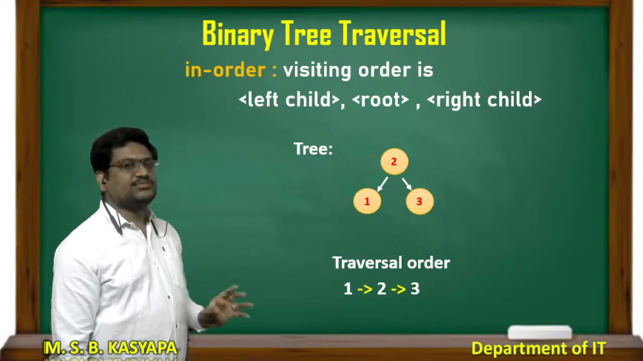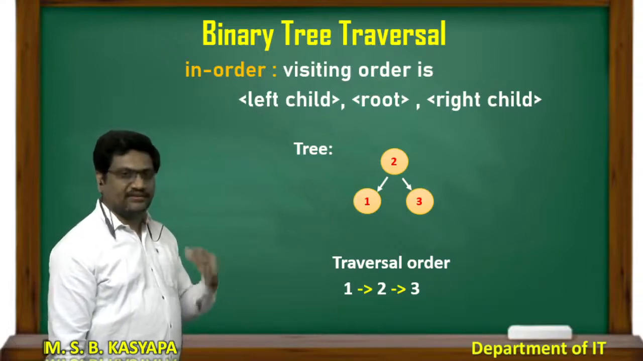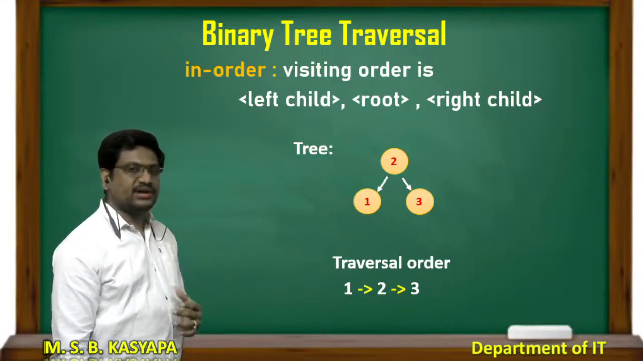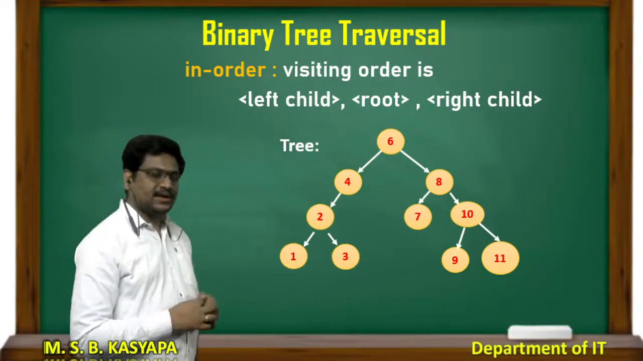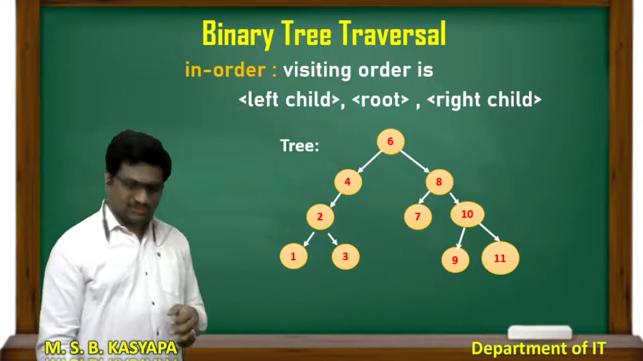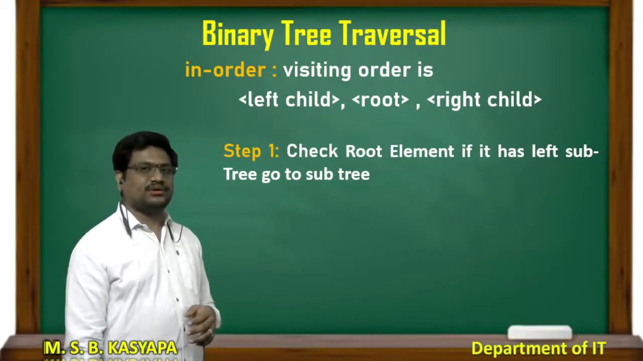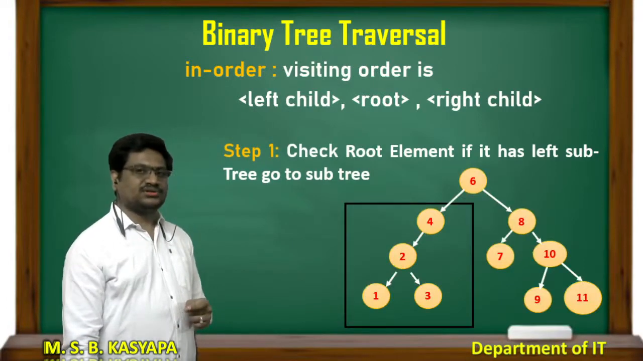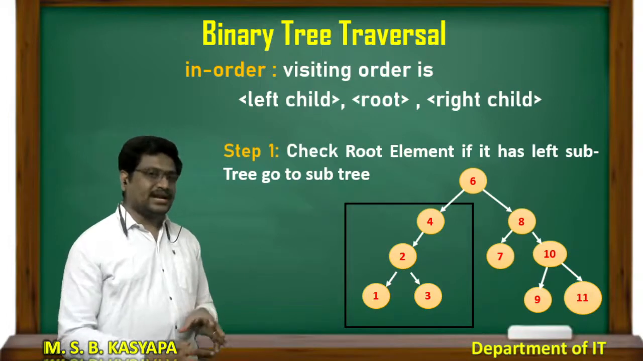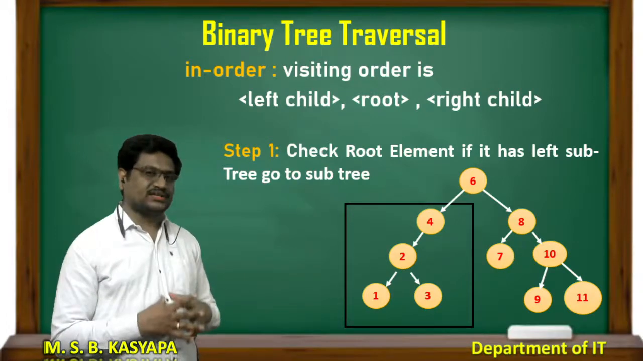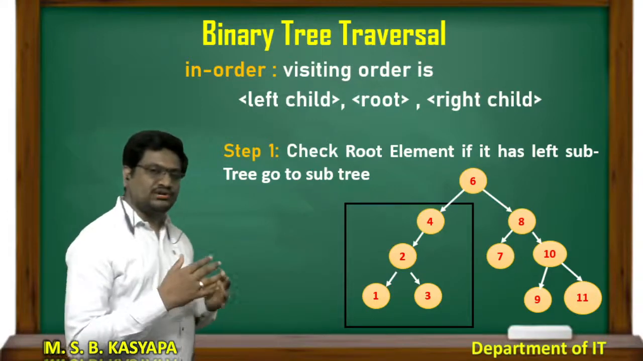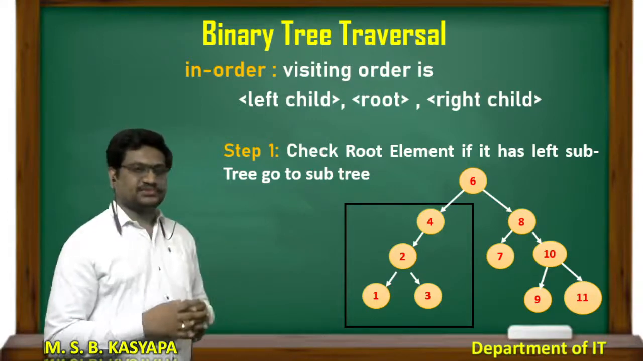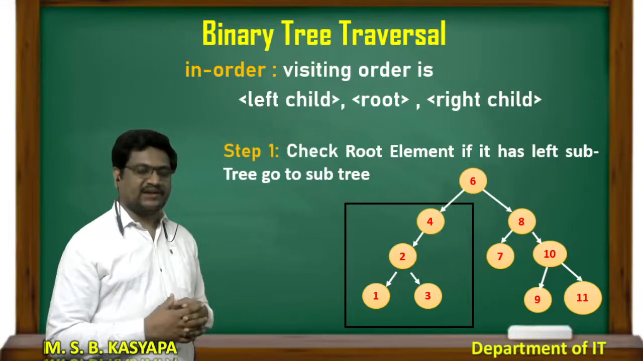Okay. So this process I have to apply for each and every node of the tree. So if I take this tree, as usual, first I have to start from the root node. So what is the root node? 6. But I don't have to visit the root node first. First I have to visit the left chain. So I'm going to the left subtree.